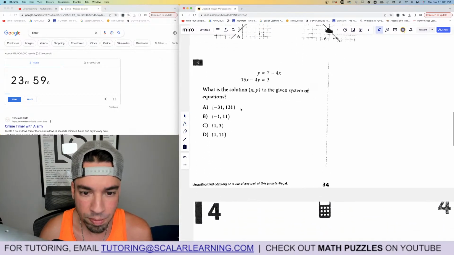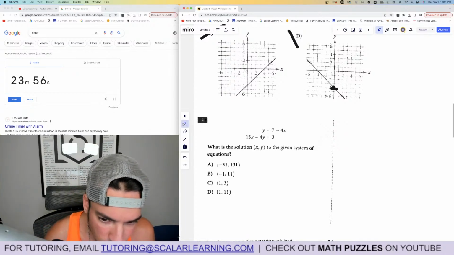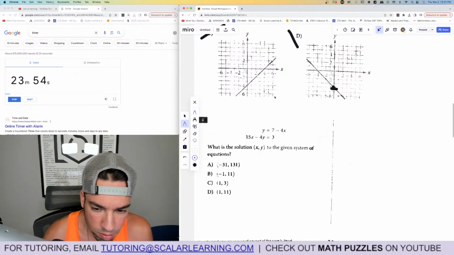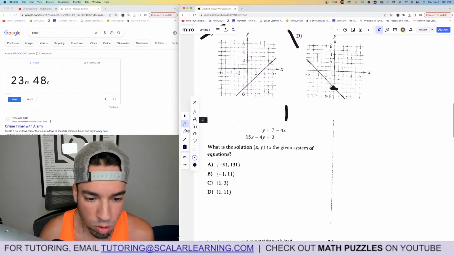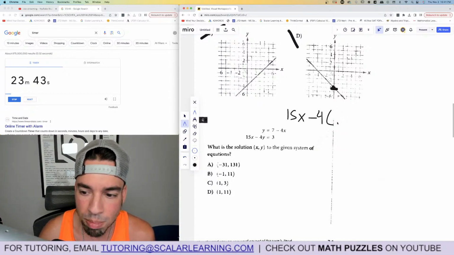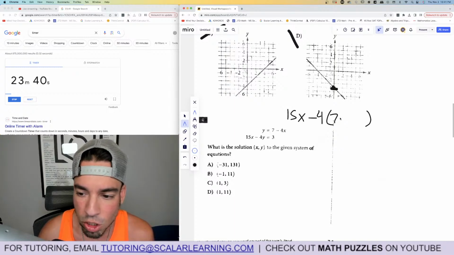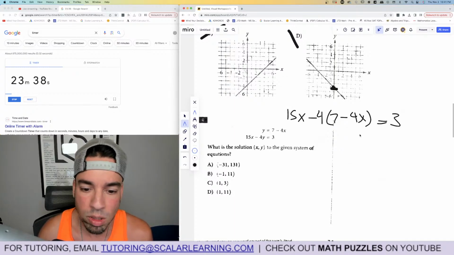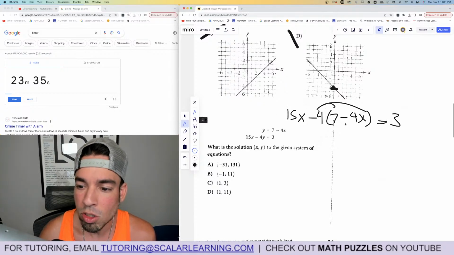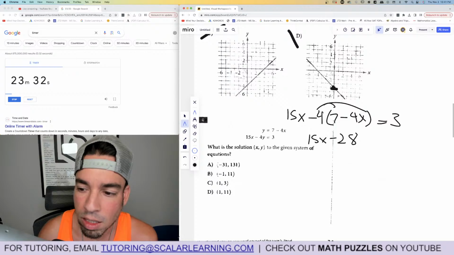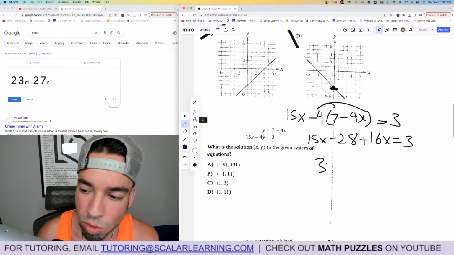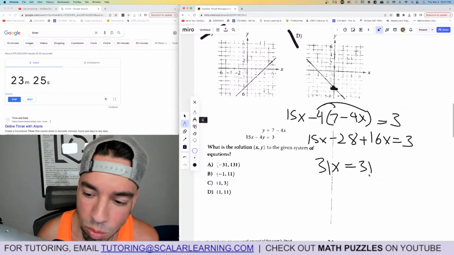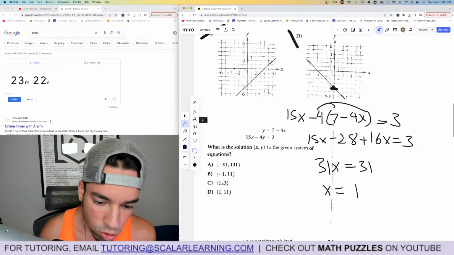All right, number 4. What is the solution to the given system of equations? This is perfect for substitution, even though I normally like elimination, so we're going to plug and chug. I got y eliminated, so let me make this marker a little skinnier. Hold on. In the second equation, I have 15x minus 4, and I'm replacing y with what I know y equals in the first equation, 7 minus 4x, and that equals 3. Then we solve for x. Distribute: 15x minus 28. Negative 4 times negative 4 is positive 16x, equals 3. 15 plus 16 is 31x. Add 28 to the other side and we get 31. Divide both sides by 31. x equals 1. So it's either 1, 3 or 1, 11.